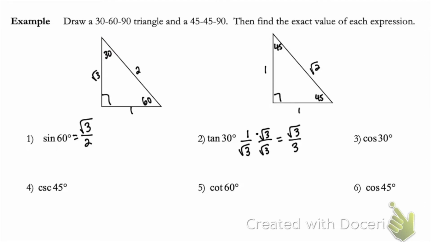Okay, I'd like you to pause your video and do problem 3, restart it, and see what my answer is. Since cosine is adjacent over hypotenuse, you should get square root 3 over 2.